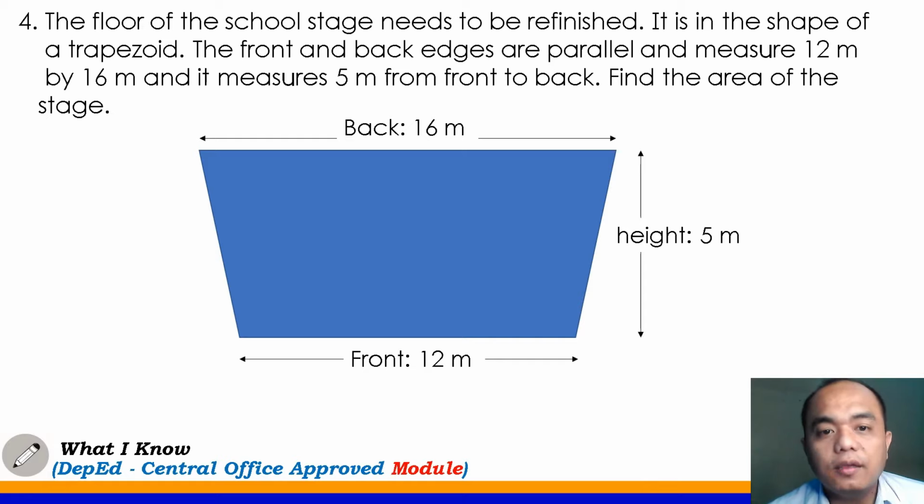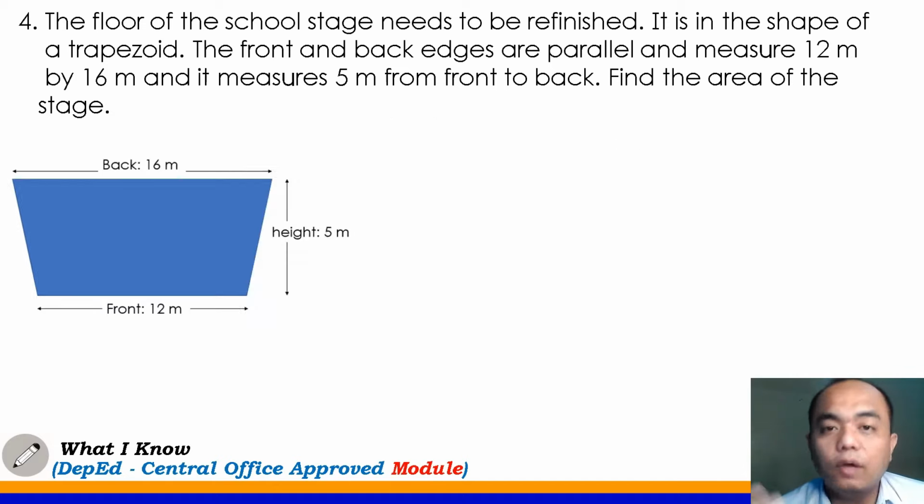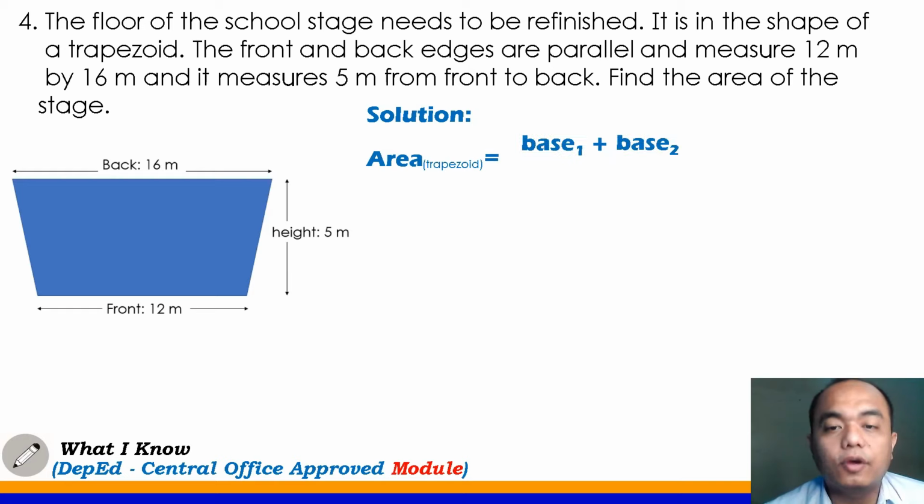So obviously, we will not separate this into 3 figures. Okay, because it is indicated in our problem here, it is trapezoid in shape. But take note, we have a formula in finding the area of a trapezoid. Okay, let's solve this using the formula. We have the solution here. So the area is equal to base 1 plus base 2, and then divided by 2 times height. Okay, so let us substitute.